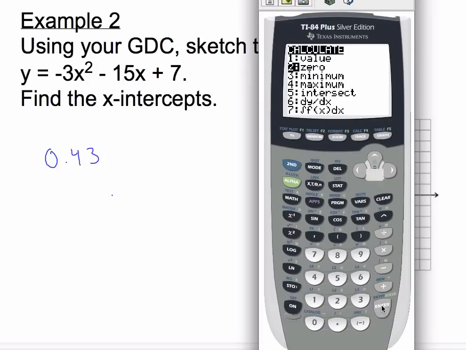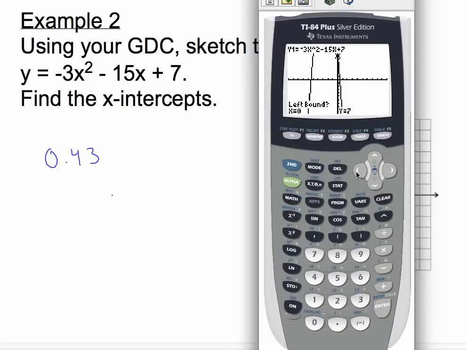Go down to 0, press enter. I'm going to go all the way over to the left. Now if this takes too long, you could type in a number that's obviously to the left of the x-intercept. So 1, 2, 3, 4, 5, 6. So negative 6 is to the left. So I'm going to type in negative 6. And a number that's to the right would be negative 1, 2, 3, 4. Negative 4 is to the right.